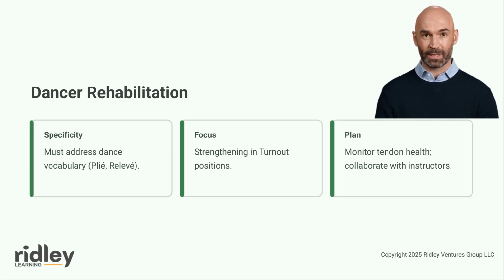optimize treatment specificity. The turnout position fundamental to classical ballet places particular demands on hip external rotation and may compensate for limitations through excessive tibial or foot rotation. Assessment of turnout mechanics and identification of compensatory strategies informs treatment planning. Strengthening in positions of turnout, gradual restoration of dance-specific movements, and eventual return to full-class participation represent the rehabilitation continuum. Communication with dance instructors regarding activity modification and return to dance progression facilitates coordinated care.